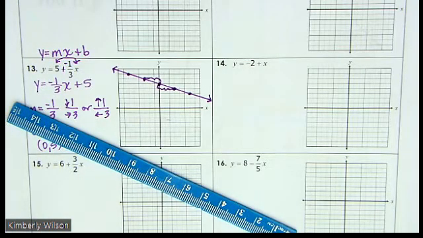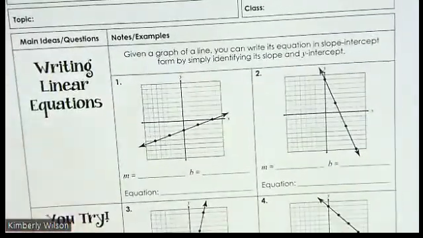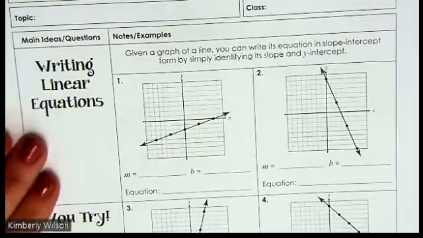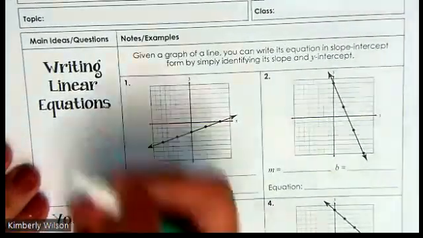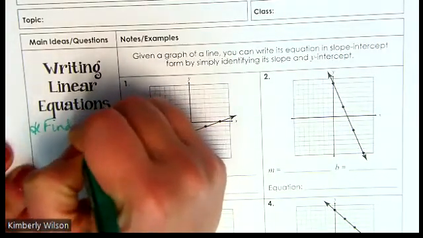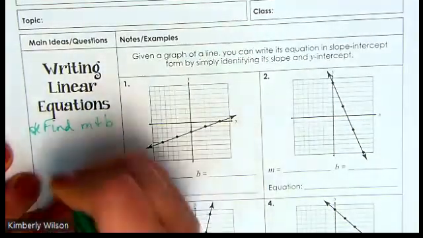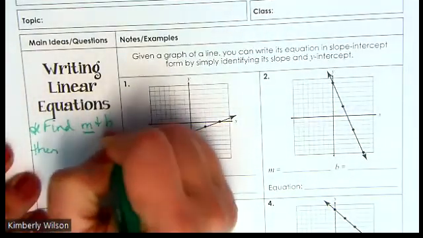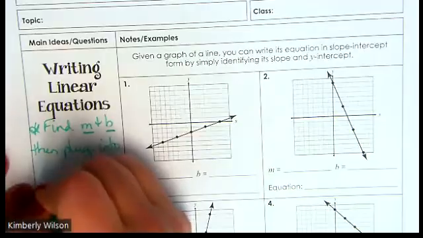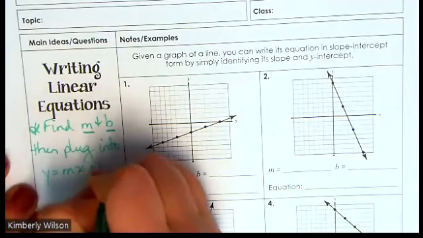Now, we have writing linear equations. So now we're given the graph and we need to write the equation. Well, we're kind of needing the same information as what we used to actually graph. So we're going to find m and b, then plug into y equals mx plus b.